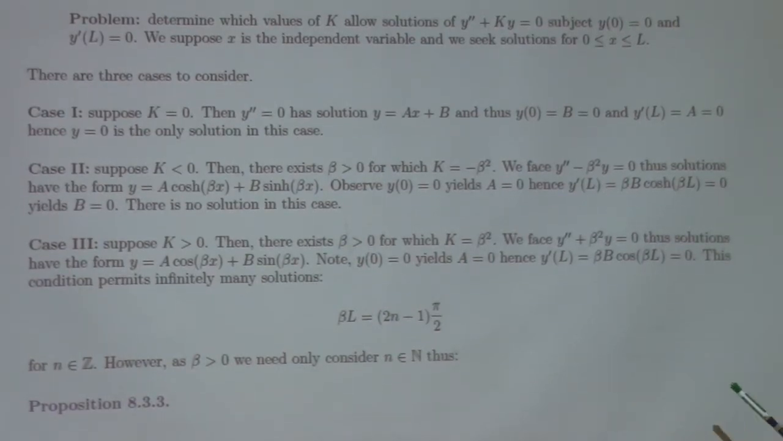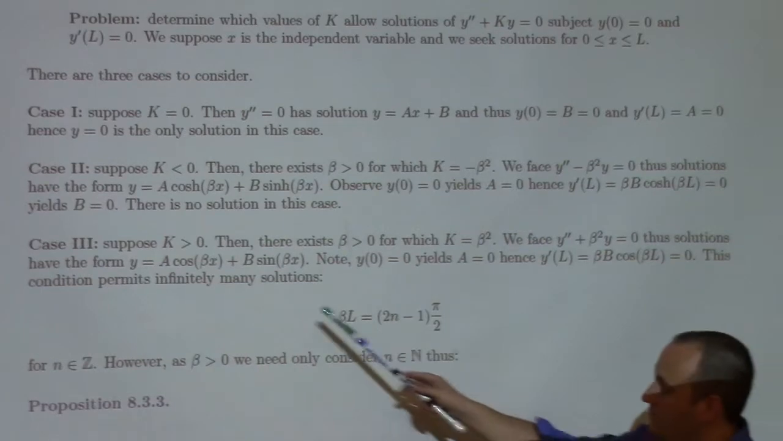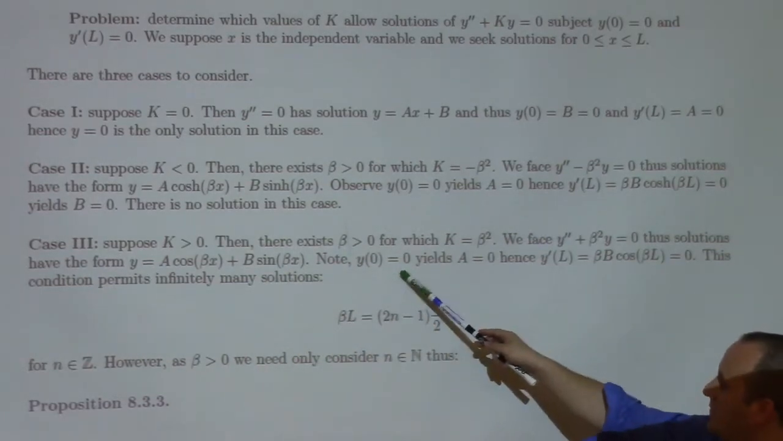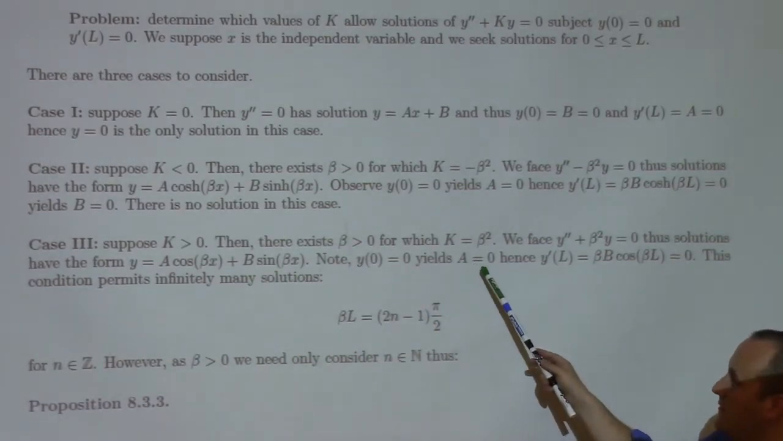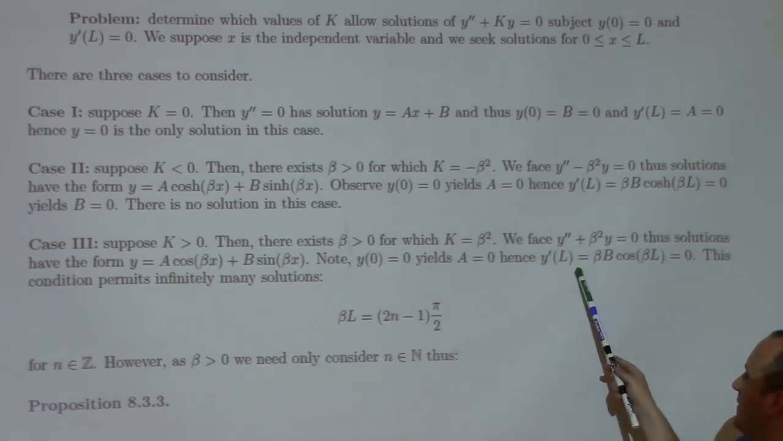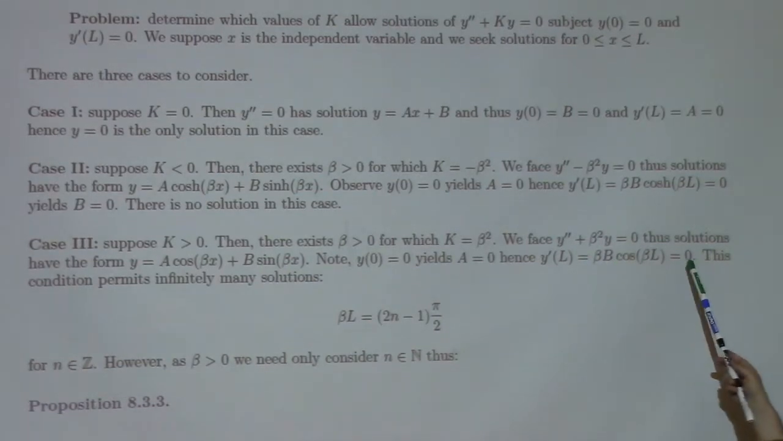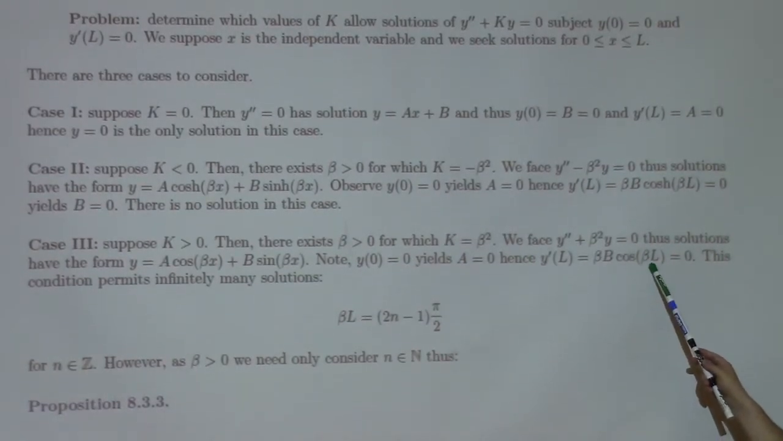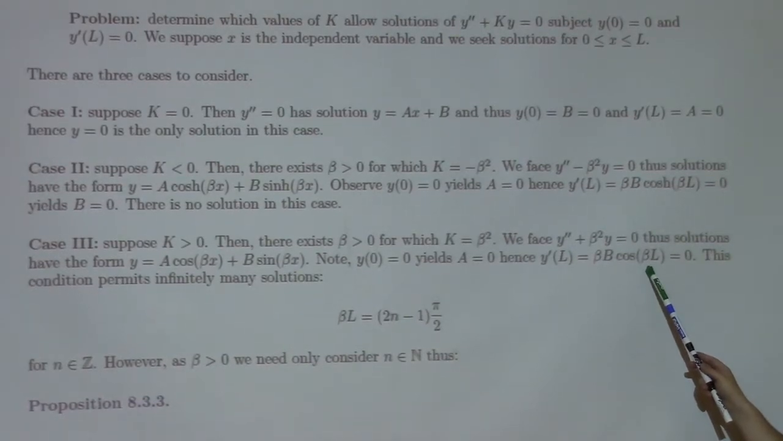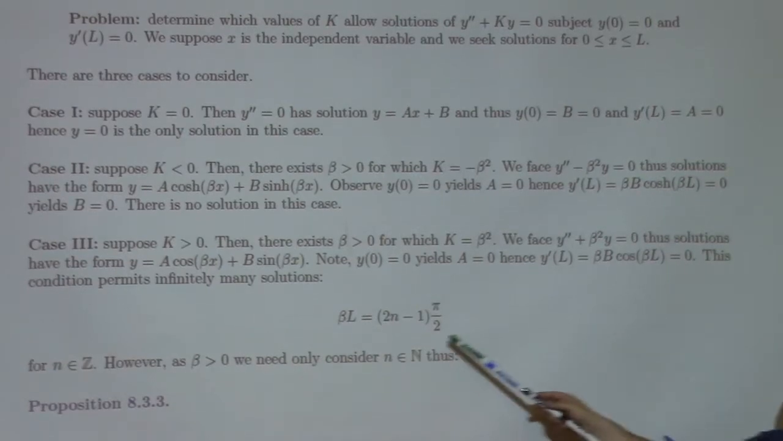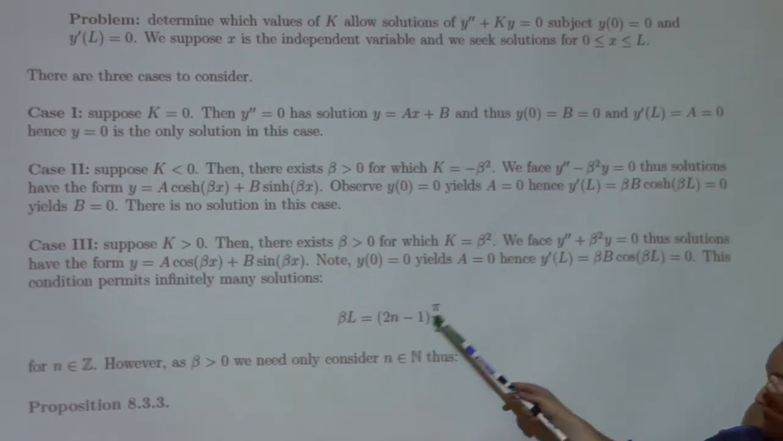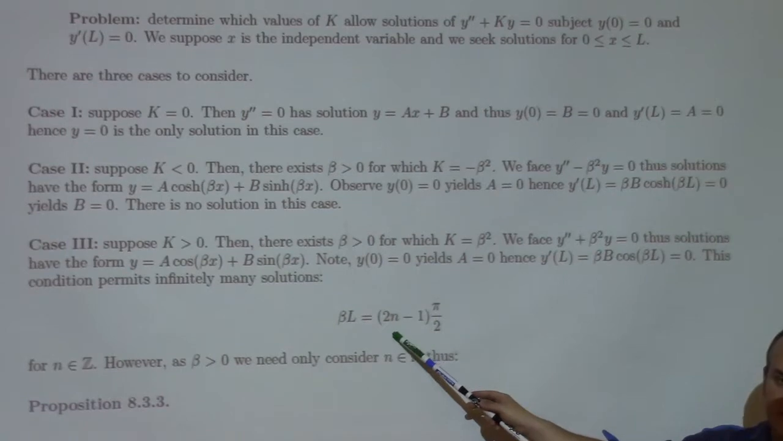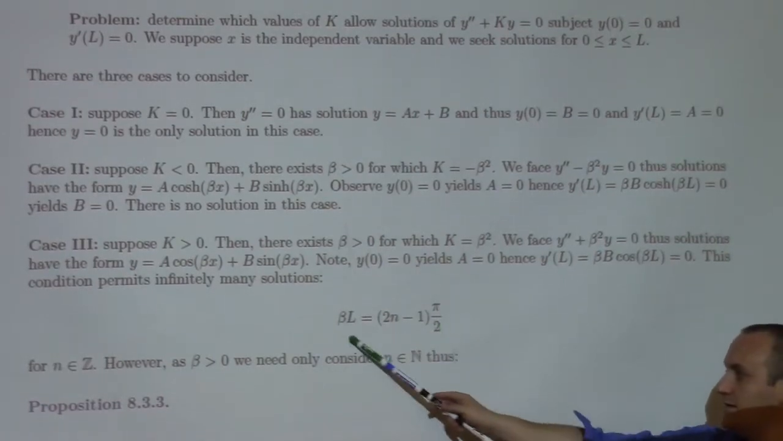But case 3 is interesting. Again, the cosines and sines. When we plug in y of 0, we get a equal to 0, right? When we plug in y prime of L, we get beta b cosine beta L equal to 0. Now we face the question of when is cosine beta L equal to 0. This is 0 for odd integer multiples of pi over 2: plus or minus pi over 2, plus or minus 3 pi over 2, plus or minus 5 pi over 2. A nice formula for that is 2n minus 1 times pi over 2, an odd integer times pi over 2, equals beta L.